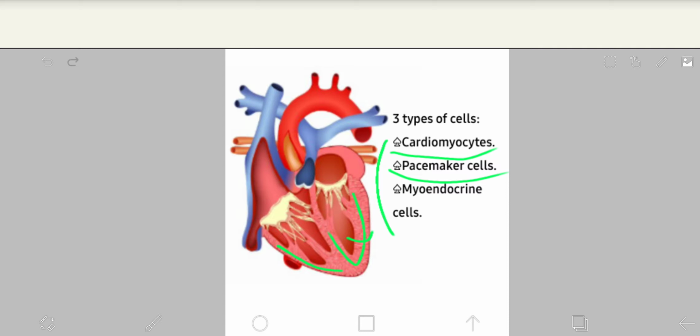So these are able to create an action potential on their own. So they don't really need another cell to tell them to create the action potential. They're the pacemakers. So these are special cells. And then we have the myoendocrine cells. So these are cells that release a specific type of hormone.